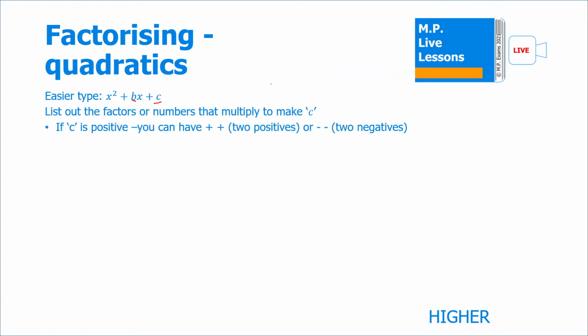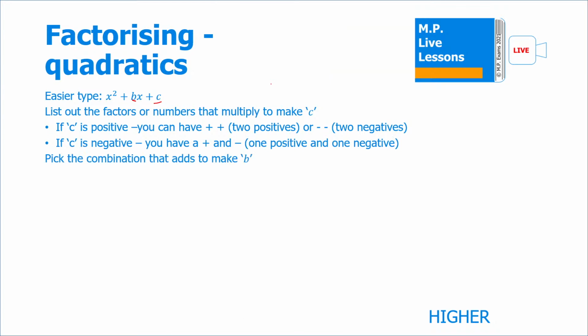If C is positive, you'll have 2 positives or 2 negatives. If C is negative, you'll have a positive and a negative. And then pick the combination that adds to make B. So for example, you'll want 2 numbers that multiply to get to C, which in this case is 24. And you want 2 numbers that add together to make 10.